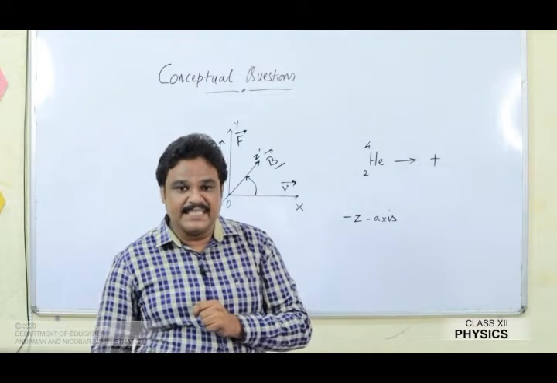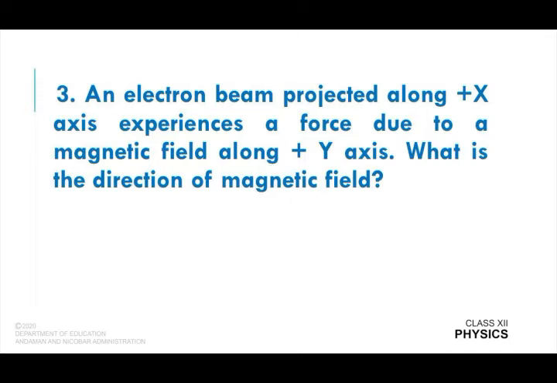Now the next question says, an electron beam projected along the positive x-axis experiences a force due to a magnetic field along the plus y-axis. What is the direction of the magnetic field? Once again, an electron beam projected along the positive x-axis experiences a force due to a magnetic field along the positive y-axis. What is the direction of the magnetic field?